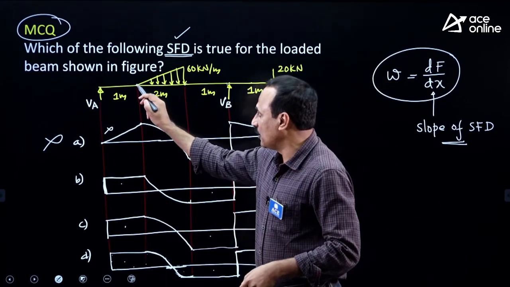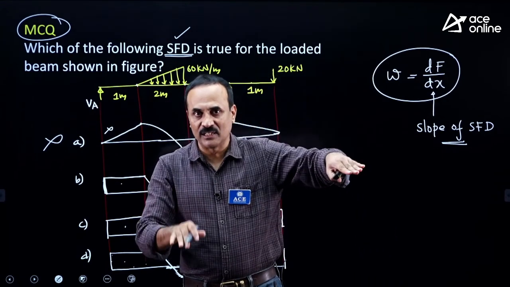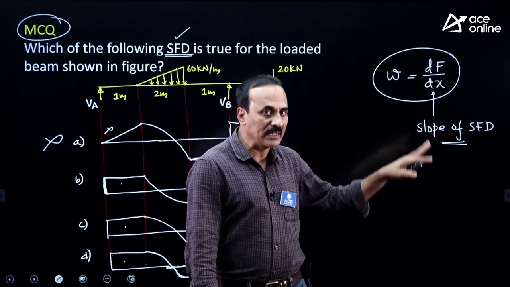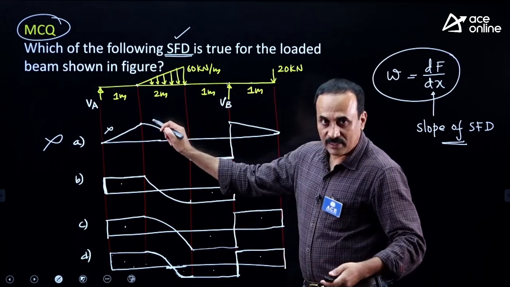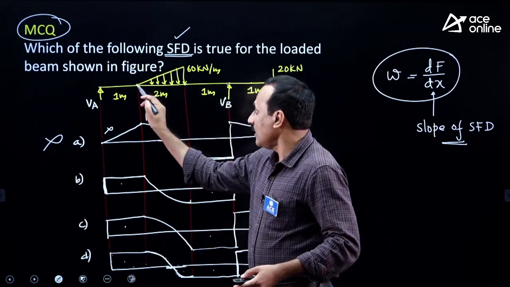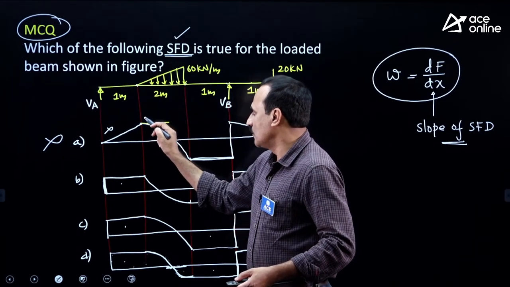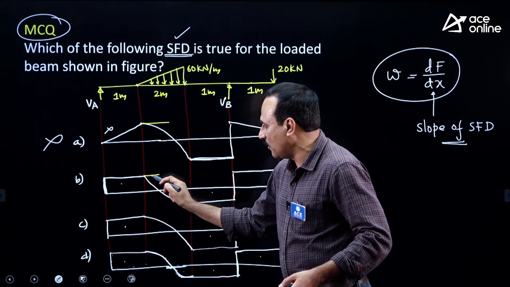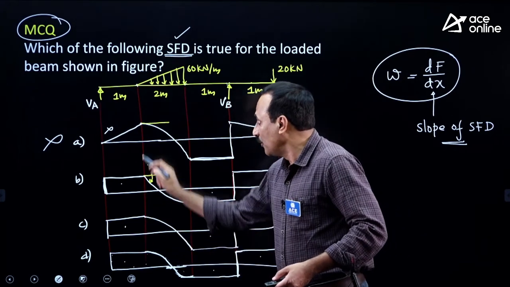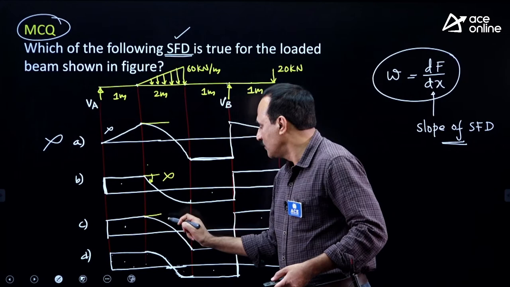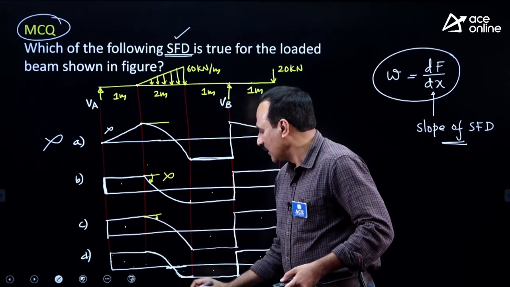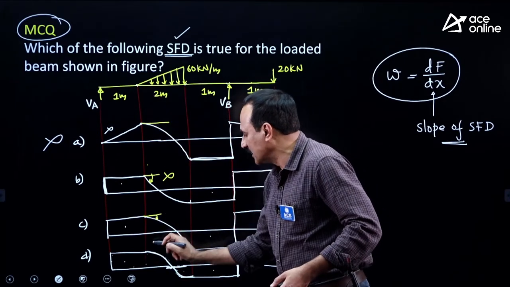So if the rate of loading is zero here, the slope, nothing but the angle with horizontal, is zero. The angle of the diagram with horizontal is zero. So if you look at these four cases, the rate of loading is zero. Here the slope is zero, so this is okay. The rate of loading is zero, but here you have a high slope. High slope means this is wrong. Again, the rate of loading is zero. Here, you see, the slope is there, a slight slope is going on. Now next, the rate of loading is zero.